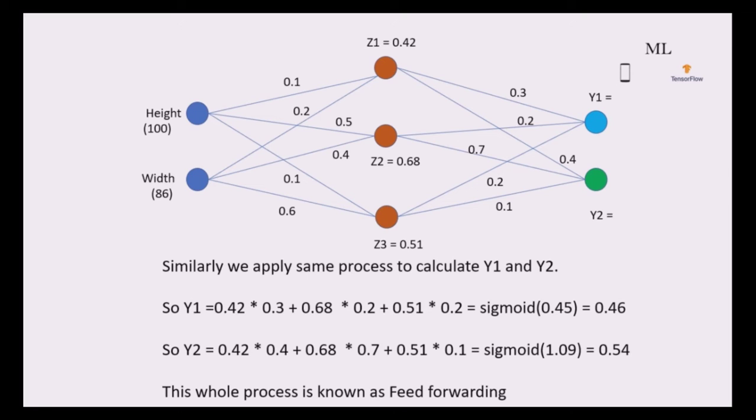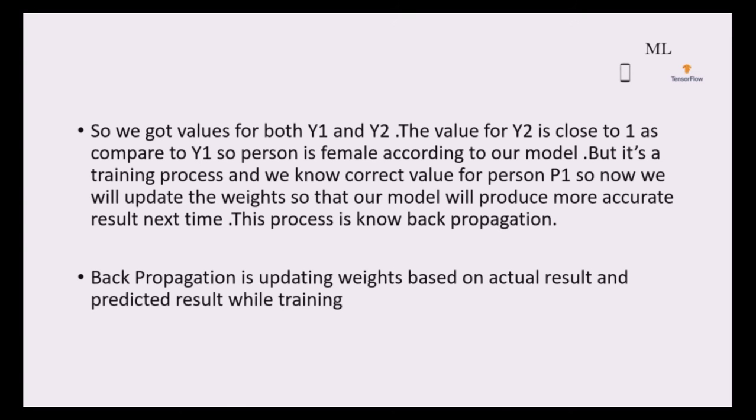So now we got values for both y1 and y2. The value for y2 is closer to 1 as compared to y1. So the person is female according to our model. But it's a training process, and we know the correct value for person P1. So now we will update the weights so that our model will produce a more accurate result next time. This process is known as backpropagation. Backpropagation is updating weights based upon the actual result and the predicted result while training.